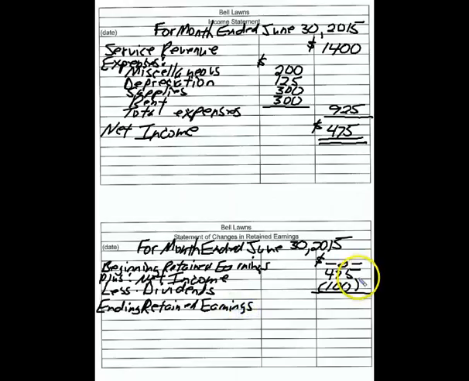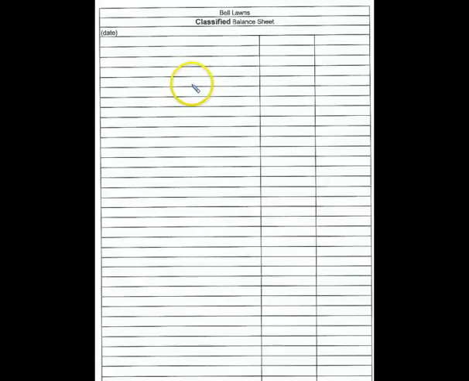So 0 plus 475 minus 100 is 375. It's the end of the financial statement, so I draw two lines. Put a dollar sign at the top and the bottom. Okay, this 375 will go forward to the balance sheet when we get there.